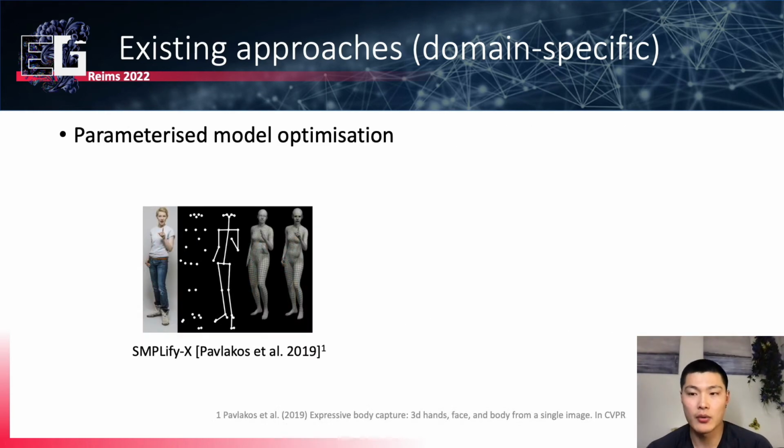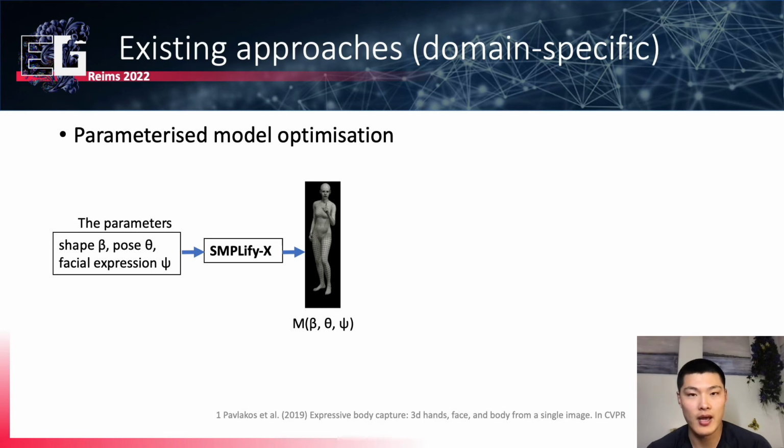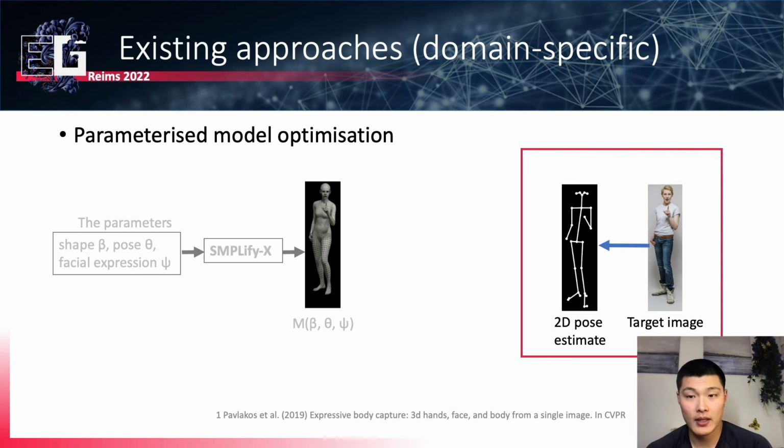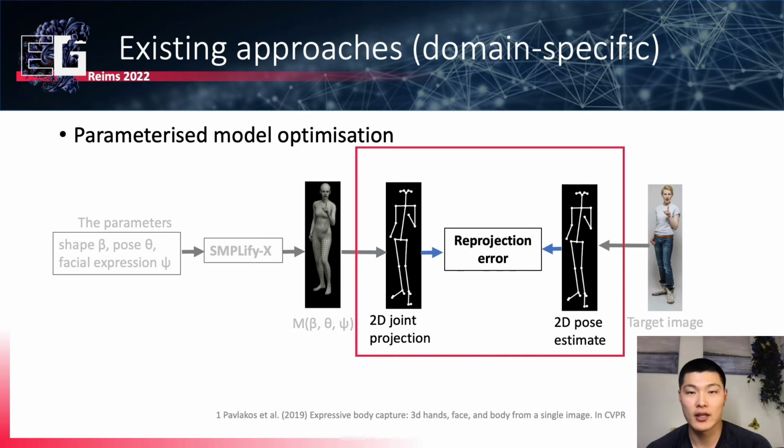Finally, the last domain-specific approach is parameterized body model optimization. In particular, we consider the work SMPLify-X by Pavlakos et al. from 2019. In SMPLify-X, a human body 3D model is parameterized by, and differentiable with respect to, certain parameters. These are shape, pose, and facial expression, denoted beta, theta, and psi, respectively. These parameters are optimized against a single target image, the process of which we shall now describe. The main data term of the optimization's objective function is calculated by reducing the target image to a 2D pose estimate, making a 2D projection of the 3D model, and comparing those two together to calculate the reprojection loss.